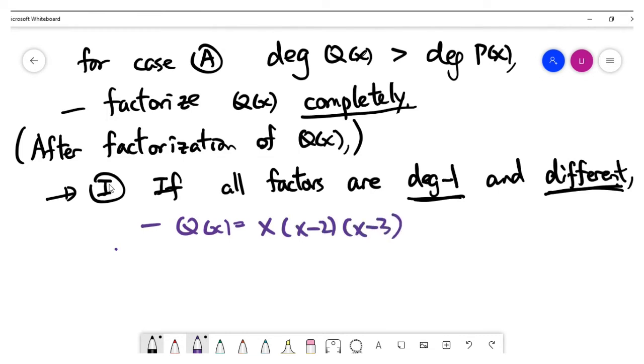you see this polynomial actually has degree 3 because you have the highest power term, which is x times x times x. And this case has 3 degree 1 factors. And all of them are different, right? So all of them are different. So this case belongs to case 1.